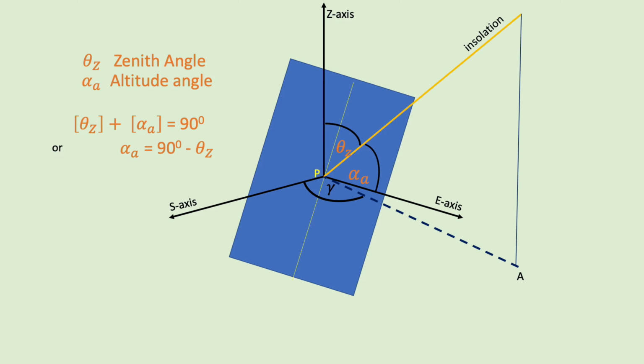Another angle is the angle between the S axis and the line PA, which is the projection of the insolation on the earth's surface, called the azimuth angle. This angle gives the direction of the shadow.